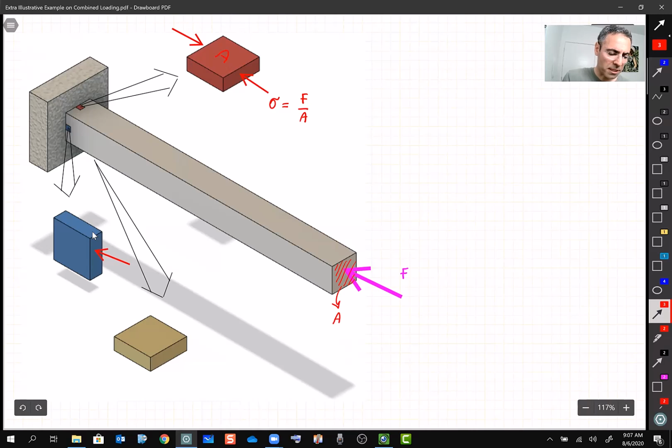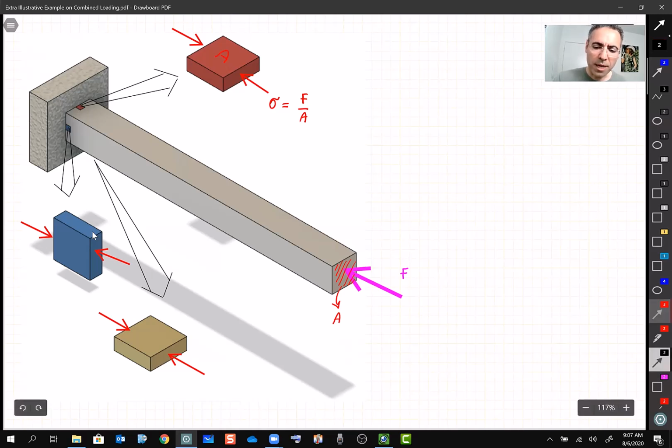So that's very simple. The same is going to happen for this element at point B. It is under compression. In fact, any point at this support is under compression. And the same for point C. All right, so this is basically the stress element for these 3 points.